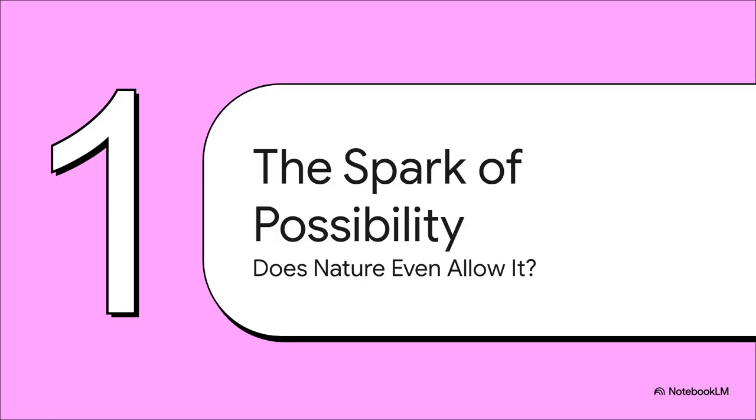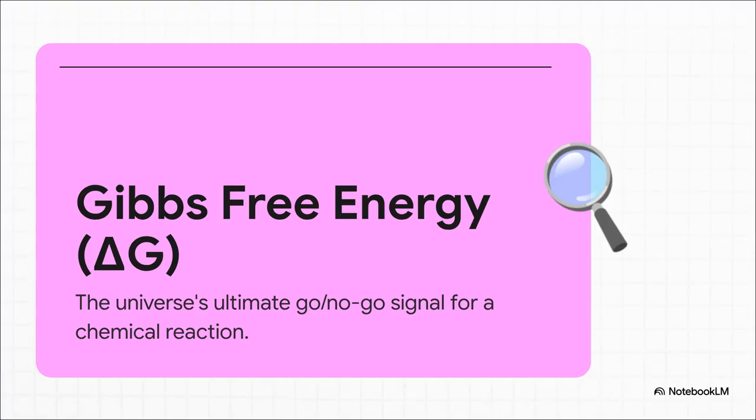Okay, so before you even think about ordering steel or drawing up plans, you have to ask the most fundamental question of all. You have to go to the ultimate authority, the laws of physics. And the question is, does nature even allow this reaction to happen? To get that answer, we look at something called Gibbs free energy, or delta G. You can think of it as the universe's bouncer. It stands at the door of every possible chemical reaction and decides who gets in. It's the ultimate go or no-go signal.